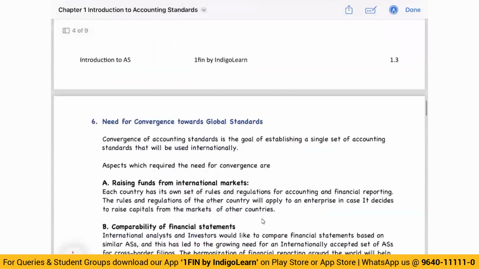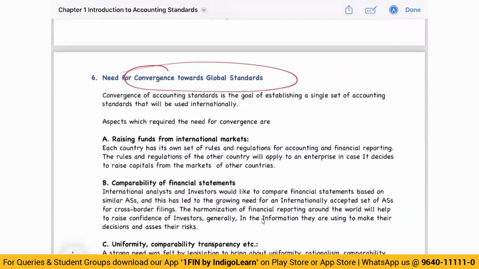Now, why did we converge towards global standards? We converge toward global standards so that the Indian financial statements which are prepared are comparable with global financial statements. Also, with the economy booming up, a lot of foreign investment coming into India, foreign investors want financial statements which are IFRS compliant, only then they have faith in the financial statements. So the government thought, because the economy was opening up and foreign investors were coming in, and you have these global accounting bodies meeting and all of that, it is the right time to move towards global standards.